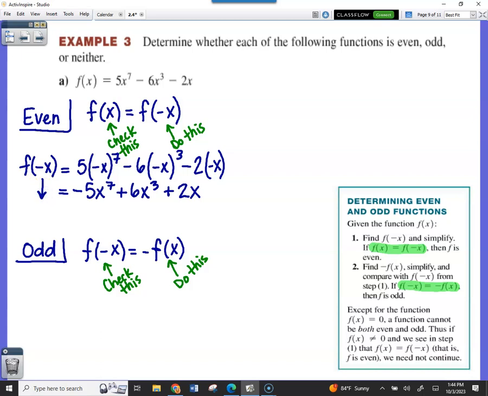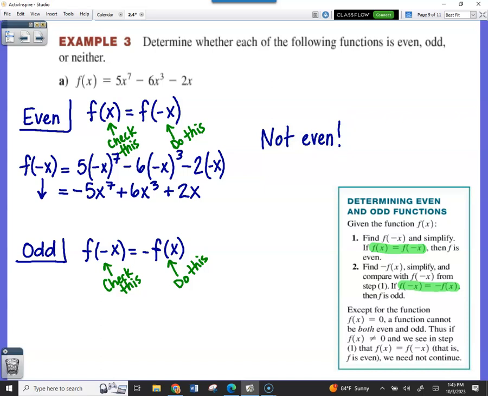Now I know you're probably thinking, what did we just do? You just did the right side. Check it with the left side. That's why we wrote check this. Does what you just got match f of x? No, they're totally different equations. Do you see that? So the answer is not even.